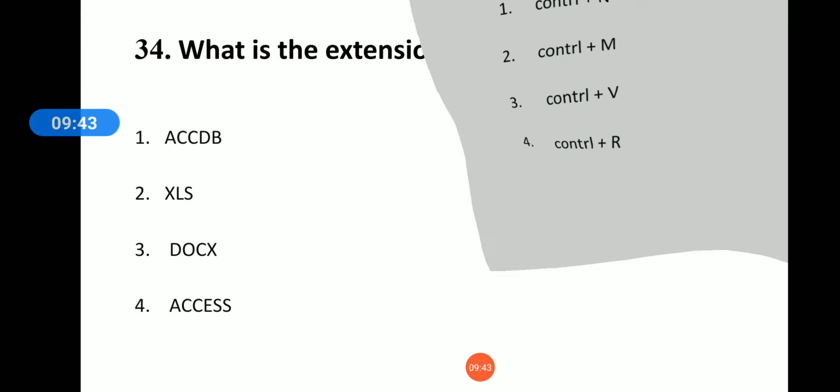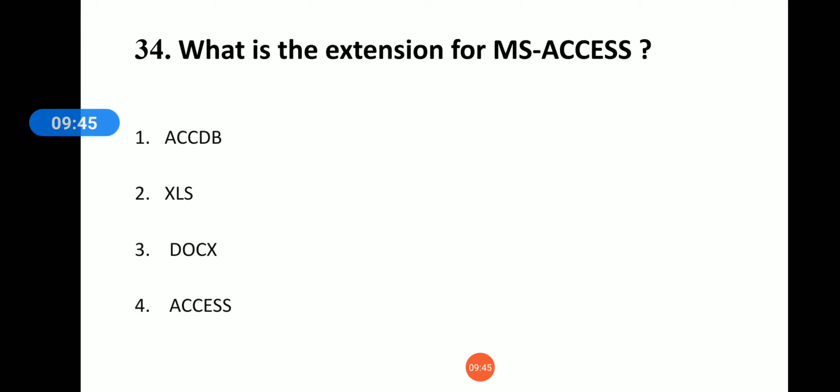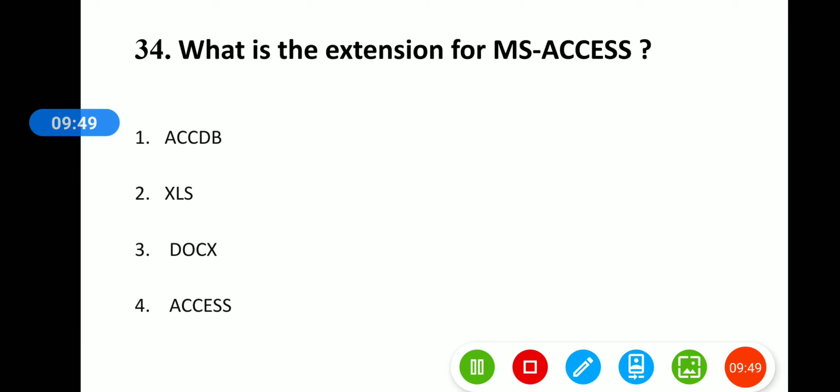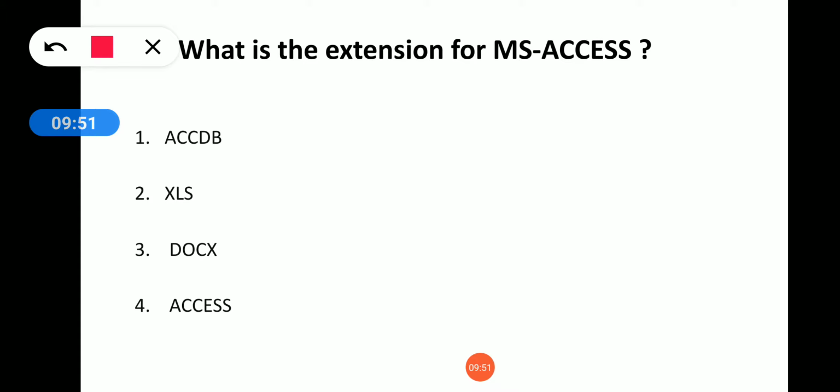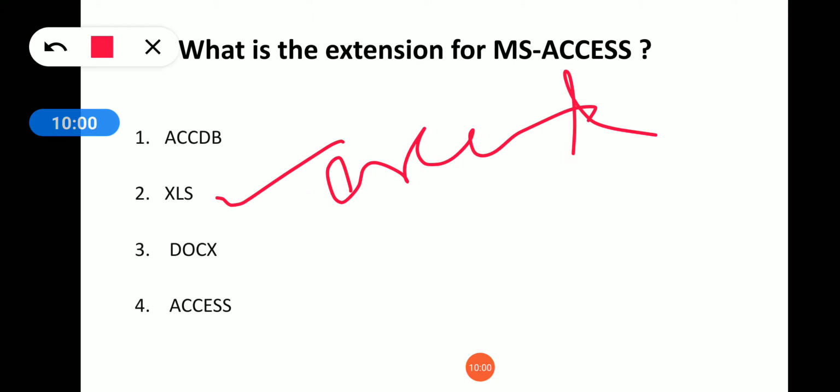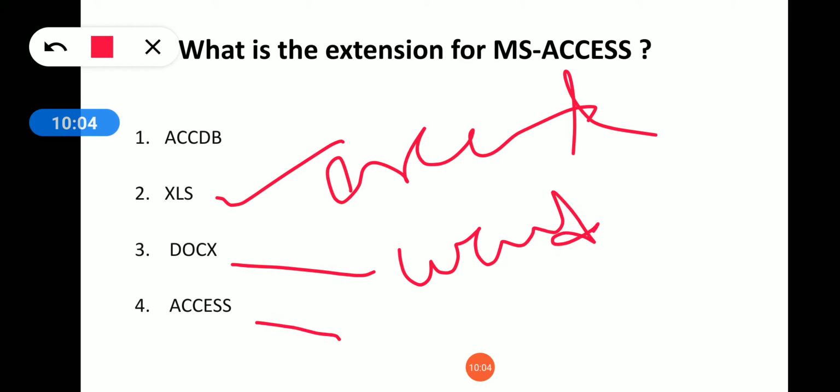The next thing will be, what is the extension for MS Access? This is a regularly asked question. So I will explain in a faster manner as I previously explained this question also. ACCDB. XLS is for Excel, that is clear. DOC is for Word document. Access has no extension by itself. It is MS Access, that is the software name.